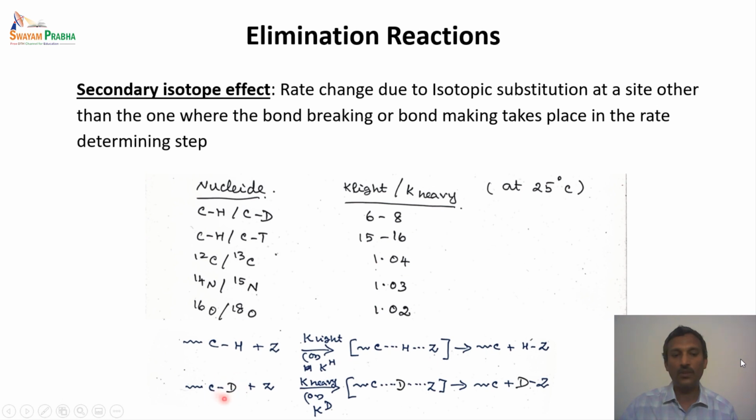And if it is a CD, deuterium is a heavy element, so we say it is a heavy isotope. In this particular case, the CD bond will be a little stronger compared to the CH bond. So the breaking of this bond requires a little higher energy. In other words, the rate of the reaction is slower if we say a primary isotope effect is observed.